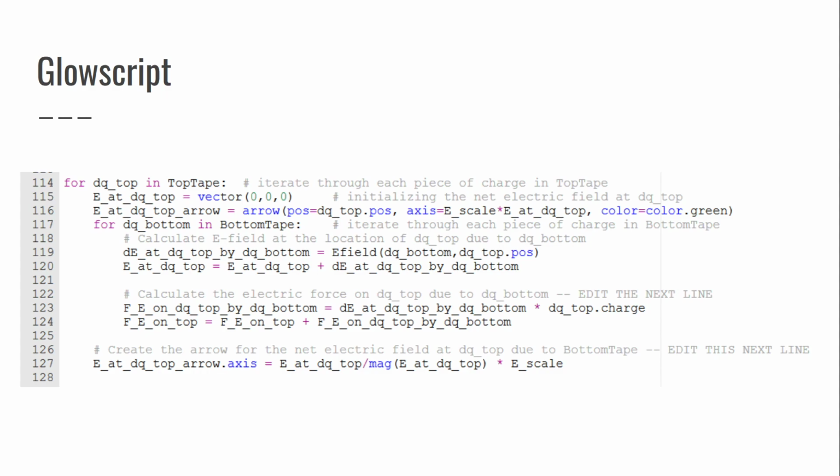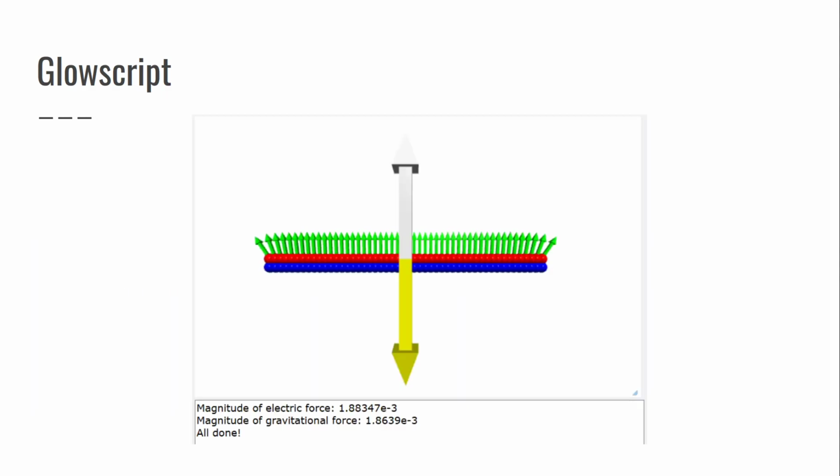We lastly draw an arrow representing the net electric force and an arrow representing the force due to gravity. This is the output of that model with 50 point charges. We can see that the force due to gravity and the electric force are nearly equal.